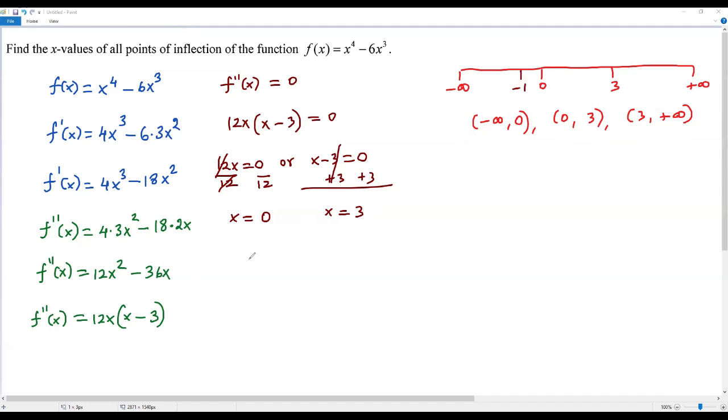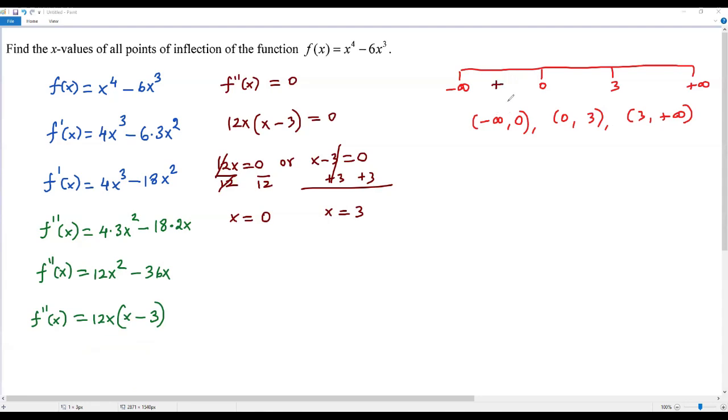Now we have to plug this negative 1 into f double prime of x, and check whether it's positive or negative. When I plug in x equals negative 1, 12 times negative 1, and negative 1 minus 3 becomes negative 4. So 12 is positive, negative 1 is negative, and negative 4 is also negative. Positive times negative is negative, negative times negative becomes positive. So in the first interval, negative infinity comma 0, f double prime of x is positive.